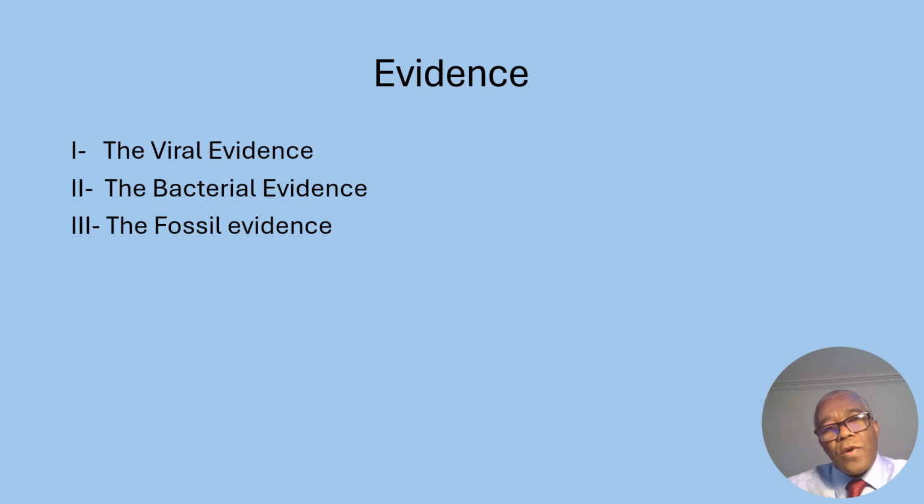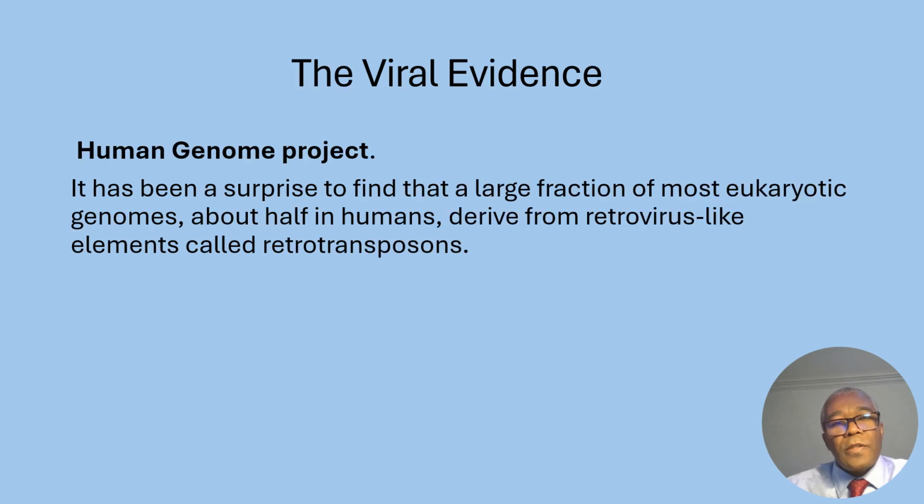We're going to talk quickly about the viral evidence, the bacterial evidence, and the fossil evidence for this new theory of eukaryogenesis. For the viral evidence, why we think viruses have been a key factor in the origin of eukaryotes: the Human Genome Project found, as one of its surprises, that most of eukaryotic genomes, practically half in humans, derive from retrovirus elements called retrotransposons. So half of our DNA is viral.